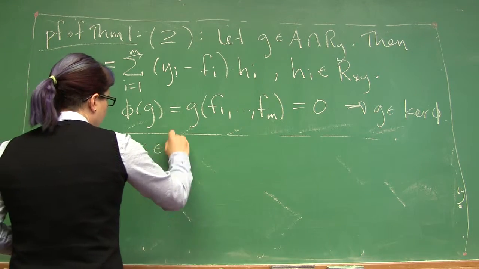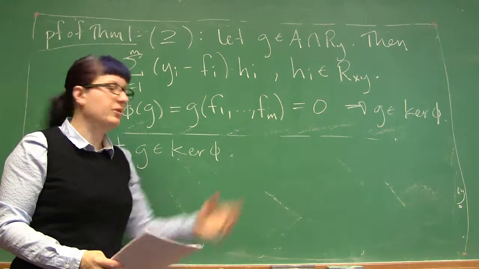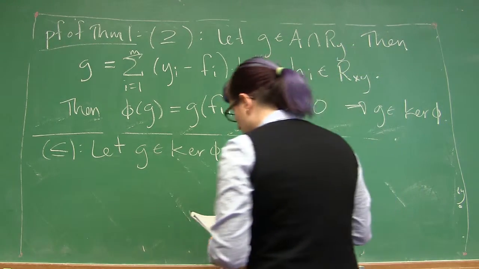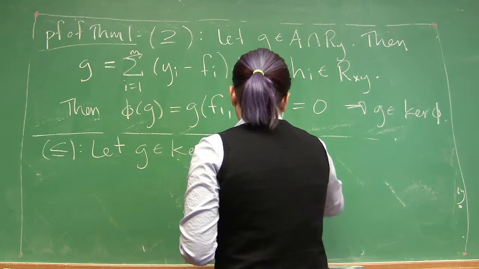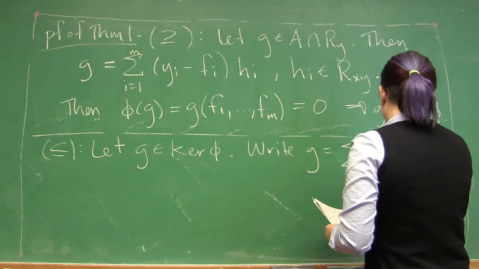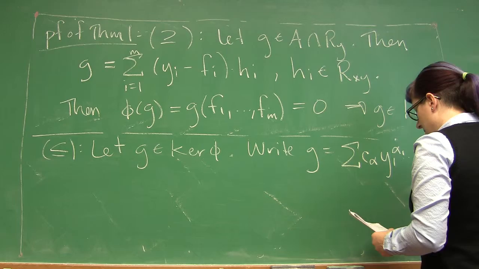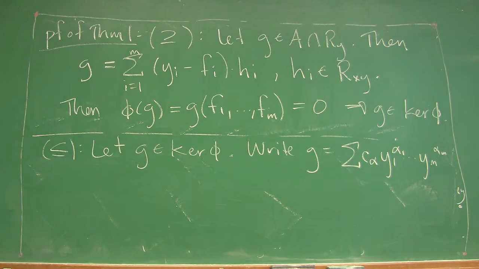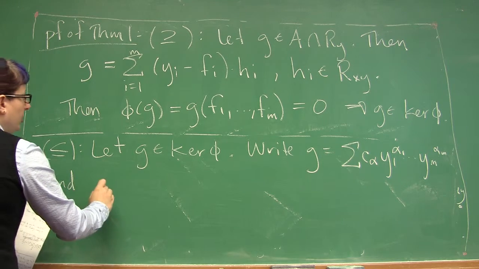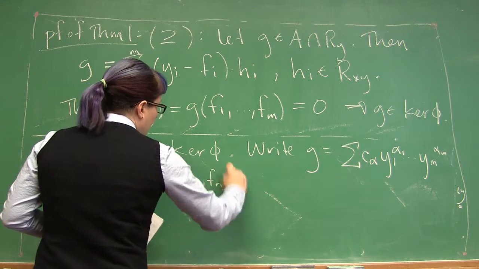So let's let G be in the kernel. Then what we know is that phi of G, or G of f1 through fm, is 0. We could also write out what G looks like, and this is how we'll use our lemma. So we know that we can write G, as we did before, as some field element, C alpha, times the variables y1 through ym to some powers, alpha 1 through alpha m. And I won't write the details about the alphas a second time. And we know by our hypothesis that G is in the kernel, so we know phi of G, which is G of f1 through fm, is equal to 0.